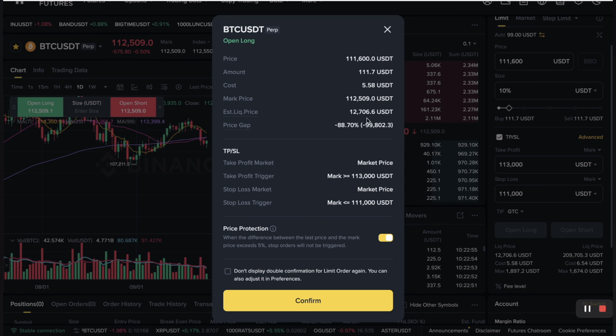The estimated liquidation is 12,700 something dollars. Then I will just use confirmation right now, simple. Then the take profit is 113,000, then the stop loss is 111,000. You can see I've already set up everything right now. I'll just use confirm.